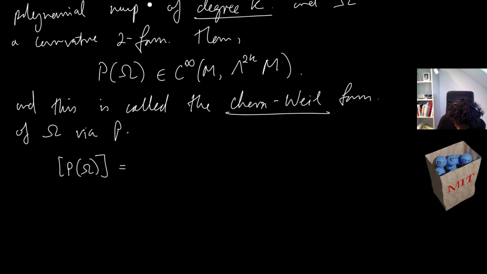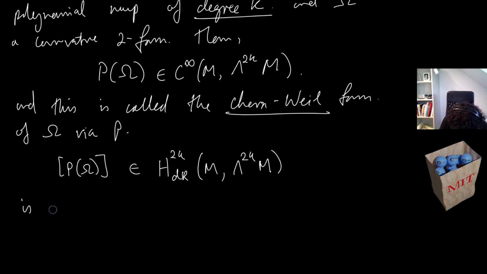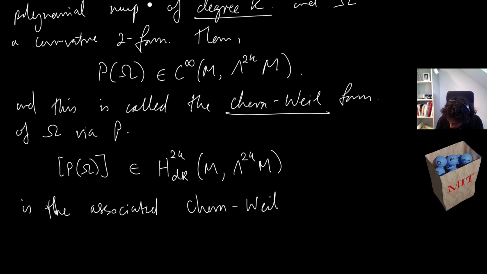Okay, so I'll make a remark. So this is H^2k de Rham, 2k forms, is the Chern-Weil class. Okay, so this is the associated Chern-Weil class.